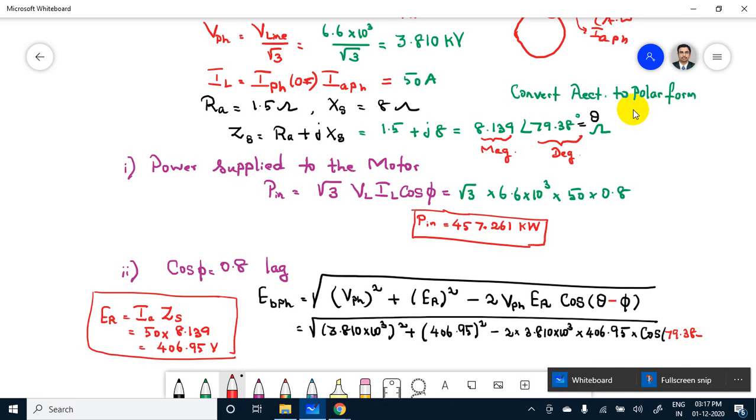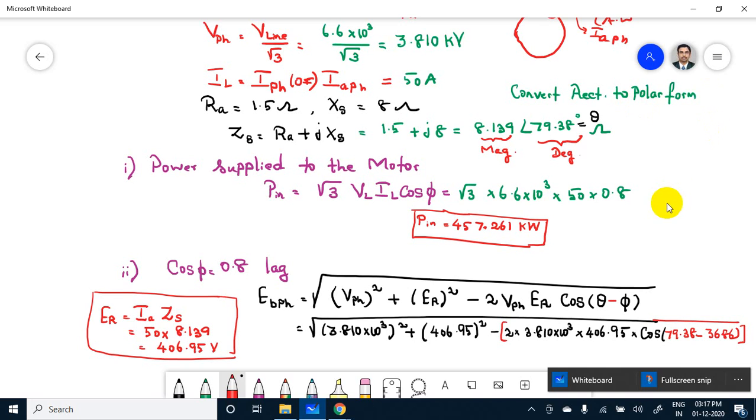Minus phi, how much? Cos phi equals 0.8, so phi is 36.86. Okay, and put a common bracket.